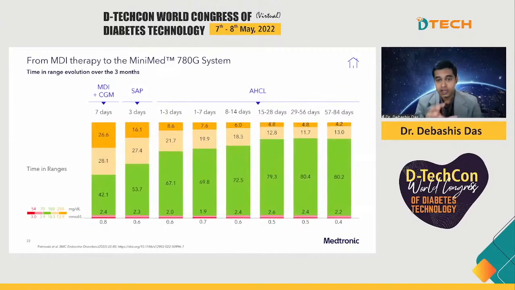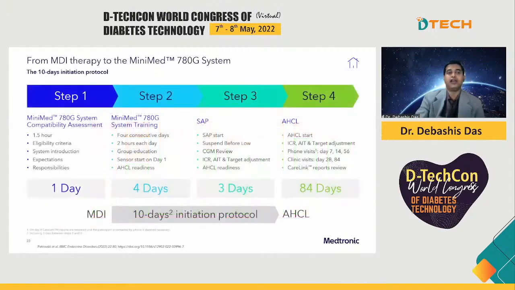And they also showed the flow, how they could achieve that. You can see this is time in range evaluation over 3 months. You can see MDI plus CGM 42.1, SAP, sensor augmented pump, at 3 days 53.7, and from the first day till the third month, gradually they improved the time in range of the patient without changing the time below range in these 34 patients. Wonderful study.